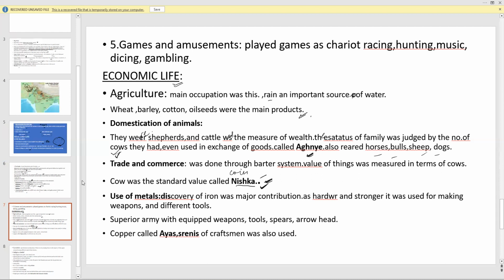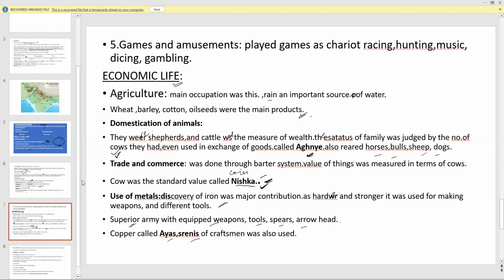Okay. Then the use of metals: iron was the great contribution of the Aryans. As it is harder and stronger, we all know, it was used for making different tools and weapons. That is why iron was helpful in developing their economic life. They contributed to a superior army because they were given equipped weapons, tools, spears, arrowheads. So these were all made, and copper was called ayas, and srenis of the craftsmen were also used during that time.